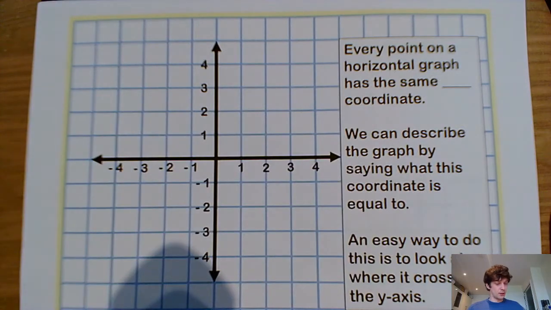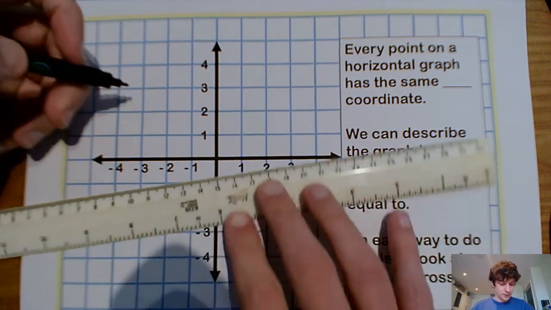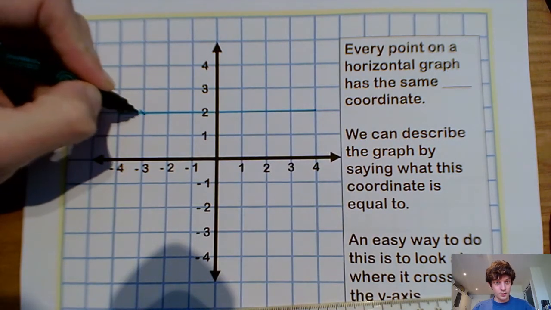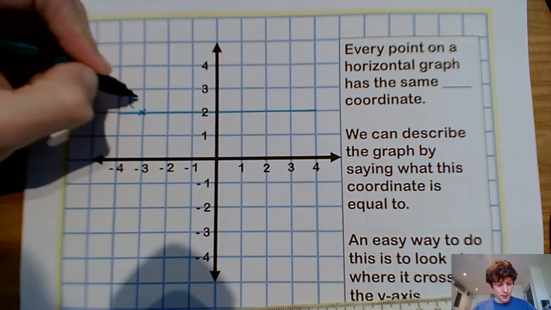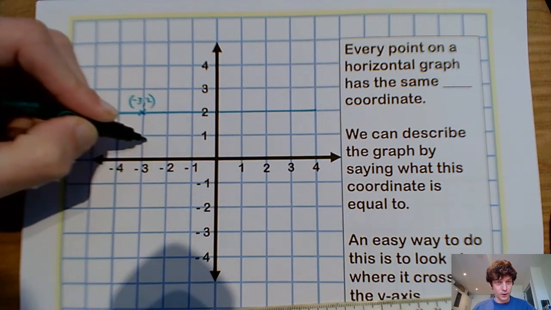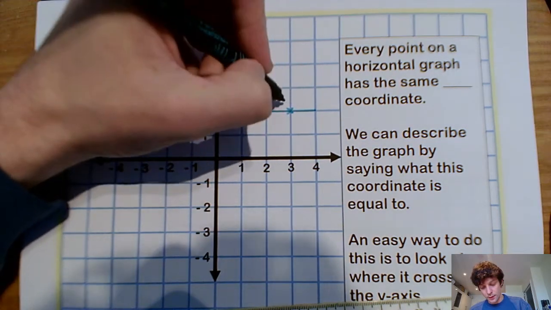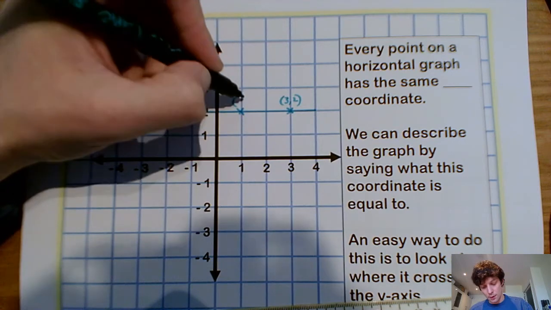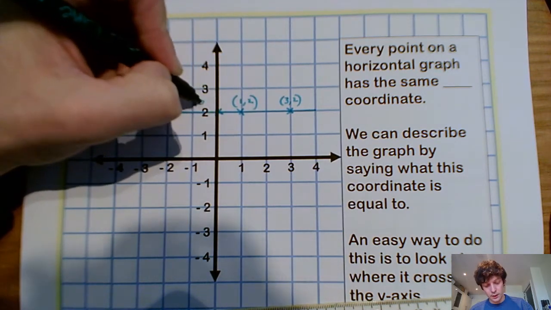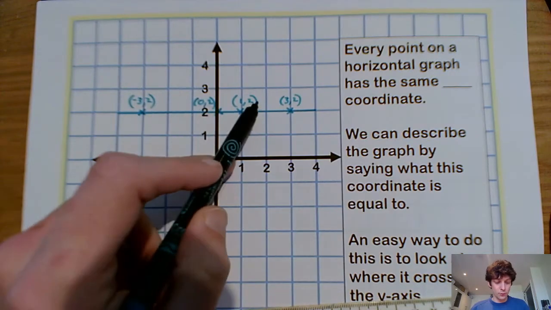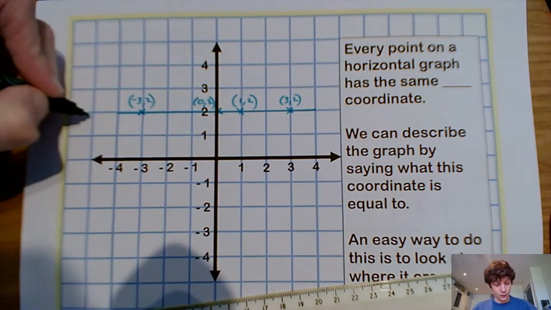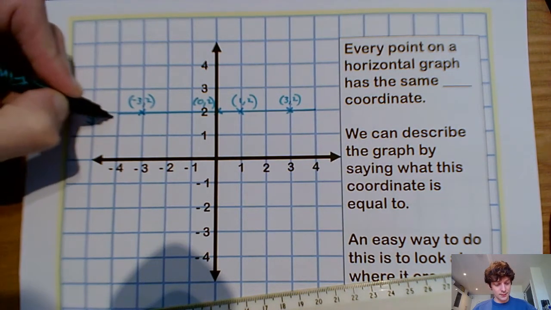Similarly, if we look at horizontal lines, let's have a look at this line going across here. This coordinate is (-3, 2), so minus 3 across, 2 up. This coordinate is (3, 2), 3 across, 2 up. This coordinate is (1, 2). This coordinate is (0, 2). So what we can see is that all of those coordinates have in common the same y value. For all of those points, y is equal to 2.